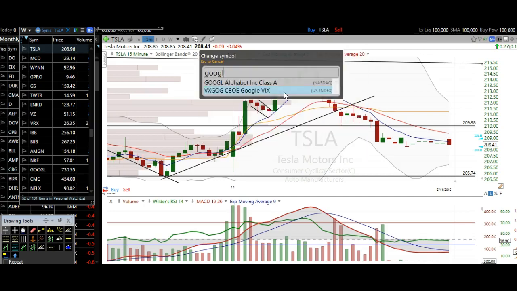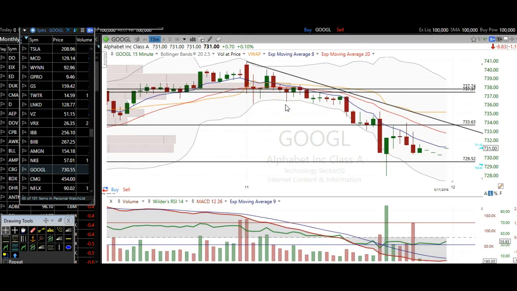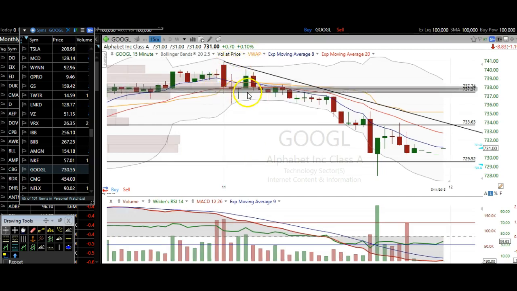Next I want to cover Google. Google, this wasn't planned, but we noticed this during the day. We saw market weakness first of all, and we saw a gap up and a failure, so a bearish engulfing candle here on the 15-minute chart right here. And then we saw some sideways action here. So we were waiting for a potential support break here.